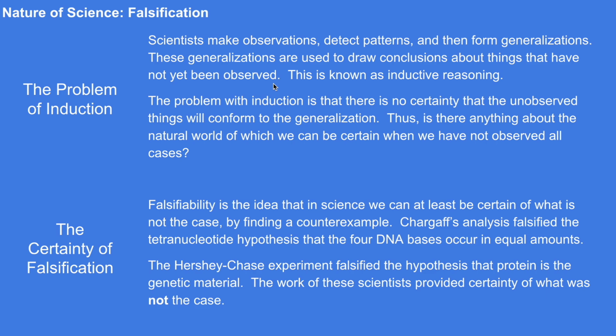The question is then, is there anything about the natural world of which we can be certain when we have not observed all cases? So while this is a problem, we do have a certainty of what's not true: falsification. Falsifiability is the idea that in science we can at least be certain of what is not the case by finding a counterexample. And that's exactly what Chargaff's analysis did. It falsified the tetranucleotide hypothesis that the 4 DNA bases occur in equal amounts. Similarly, the Hershey-Chase experiment falsified the hypothesis that protein is the genetic material.